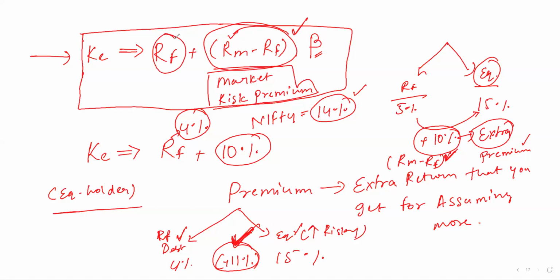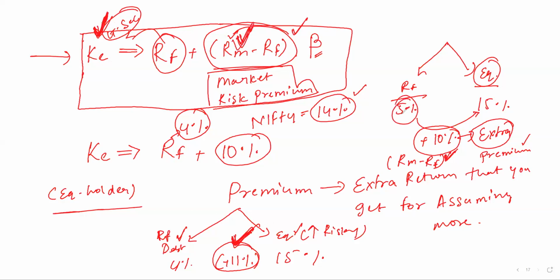RF is nothing but return from government securities or a risk-free asset. If you invest in that asset, the returns that this asset is giving you is basically risk-free. That is RF. RF will be debt. Government securities are nothing but debt securities. RM is return from market.